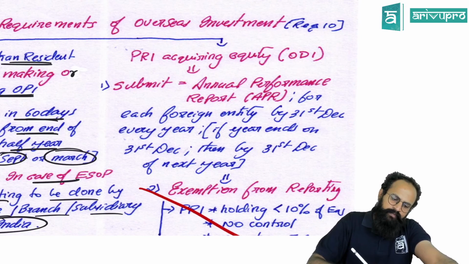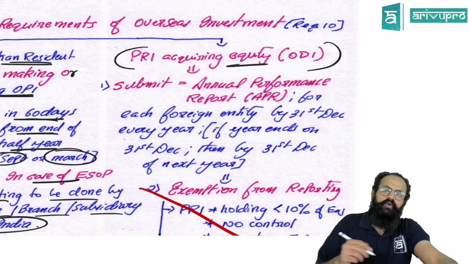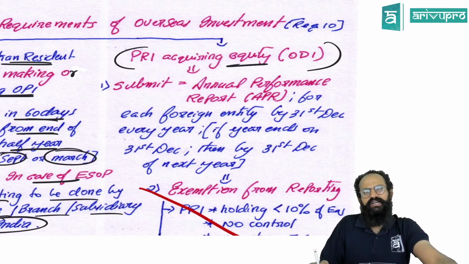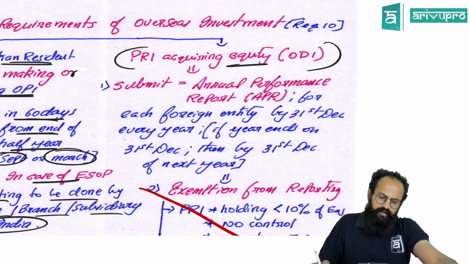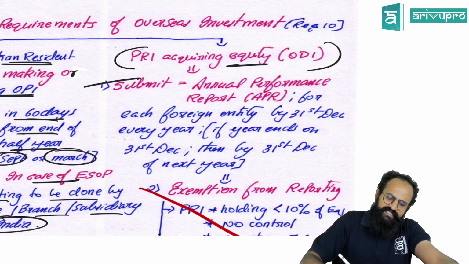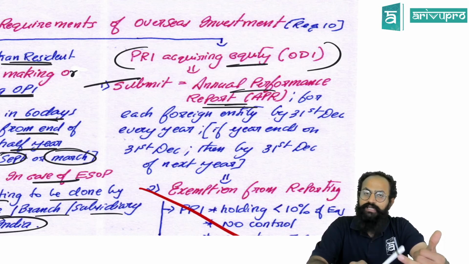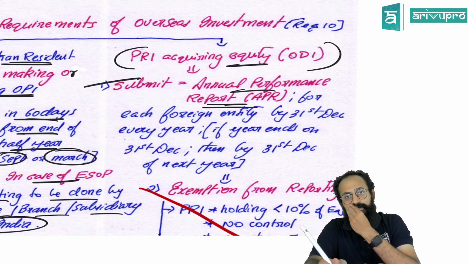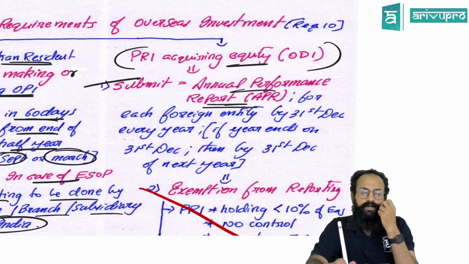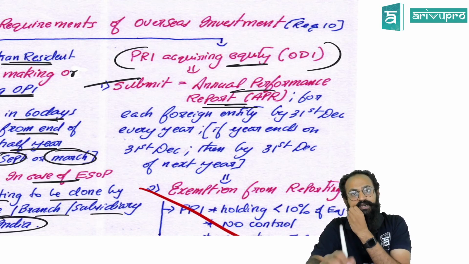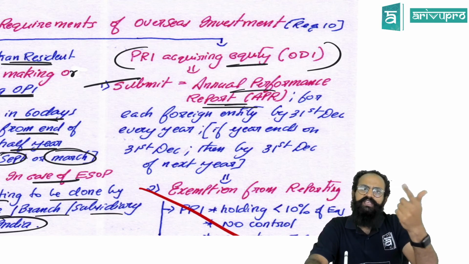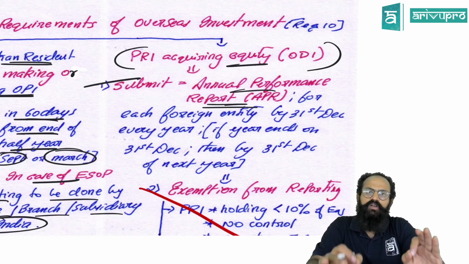Okay, and sir, for the person resident in India acquiring equity, whoever is investing in ODI, you need to submit something called an annual performance report. How the company is performing, what is happening with the company, how much have you invested, what is the total capital, was there any change in the capital, did you sell anything? Everything you will give in the annual performance report.